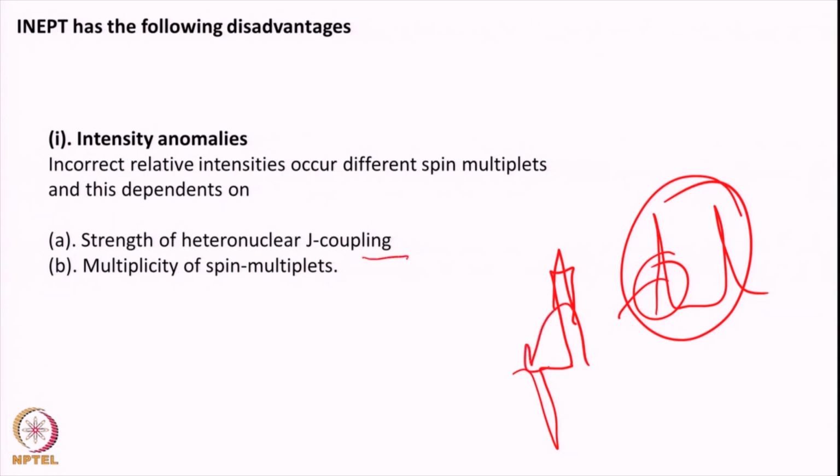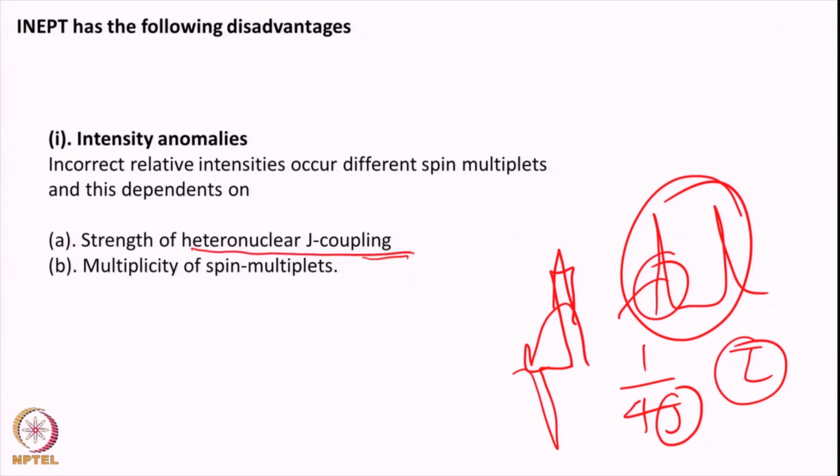Another thing we looked at is one of the parameters, 1 by 4J. This J plays an important role, because it dictates how much tau we keep. If the strength of the heteronuclear J coupling is different, then the transfer of magnetization or population inversion can be different. So J coupling and spin multiplicity dictate the transfer efficiency in INEPT. To get rid of that, we will look at what we need to do in the next class.